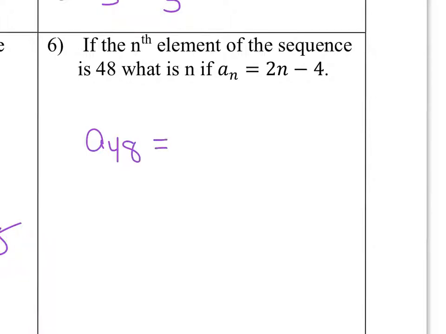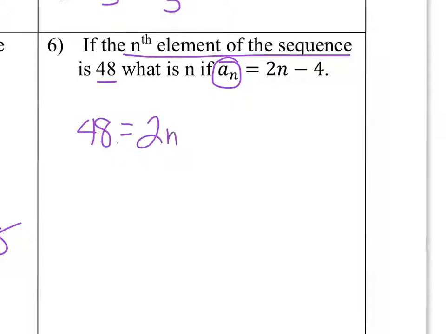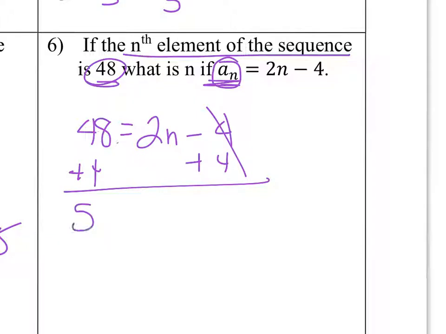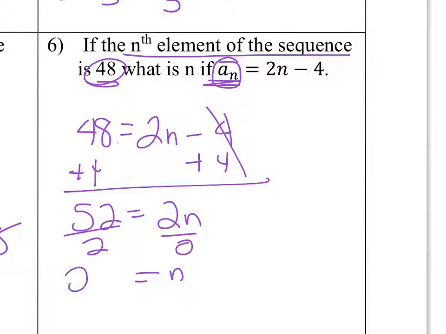Oh, sorry. I got to read the questions even when it's my own paper. If the nth element of the sequence is 48, so that means this sequence equals 48. So how do I figure out what the term is? In order to do that, that's basically giving me the y, not the x. So we add 4, and 52 equals 2n, divide by 2, and n equals 26. Right, so there's a few ways these can be asked.